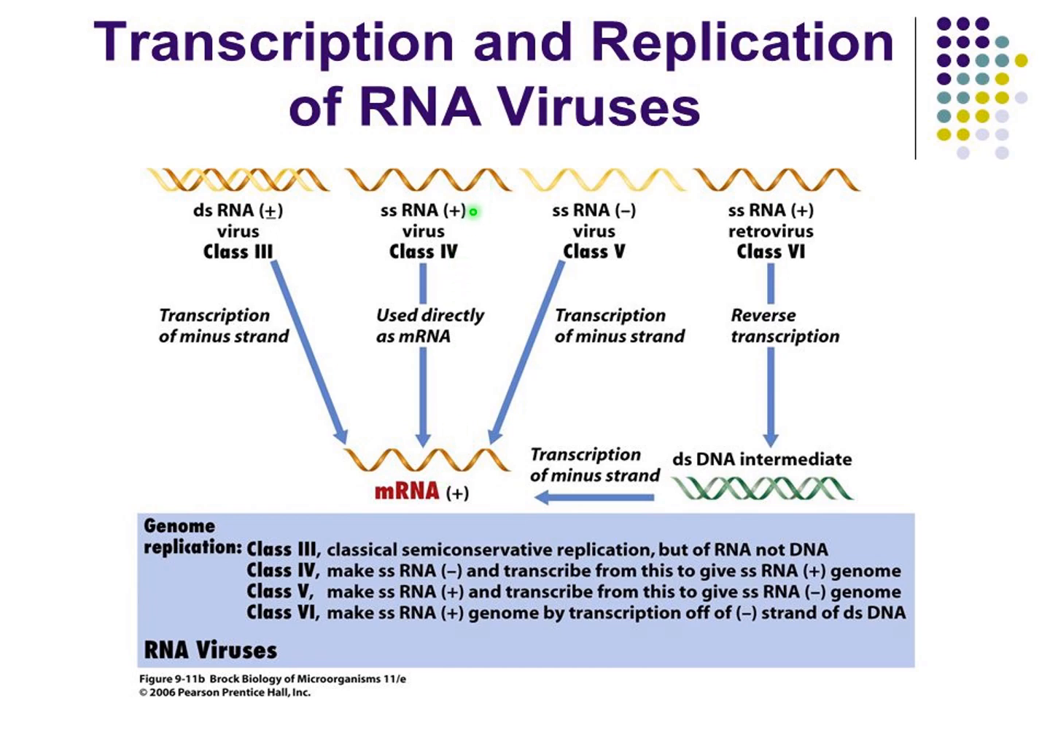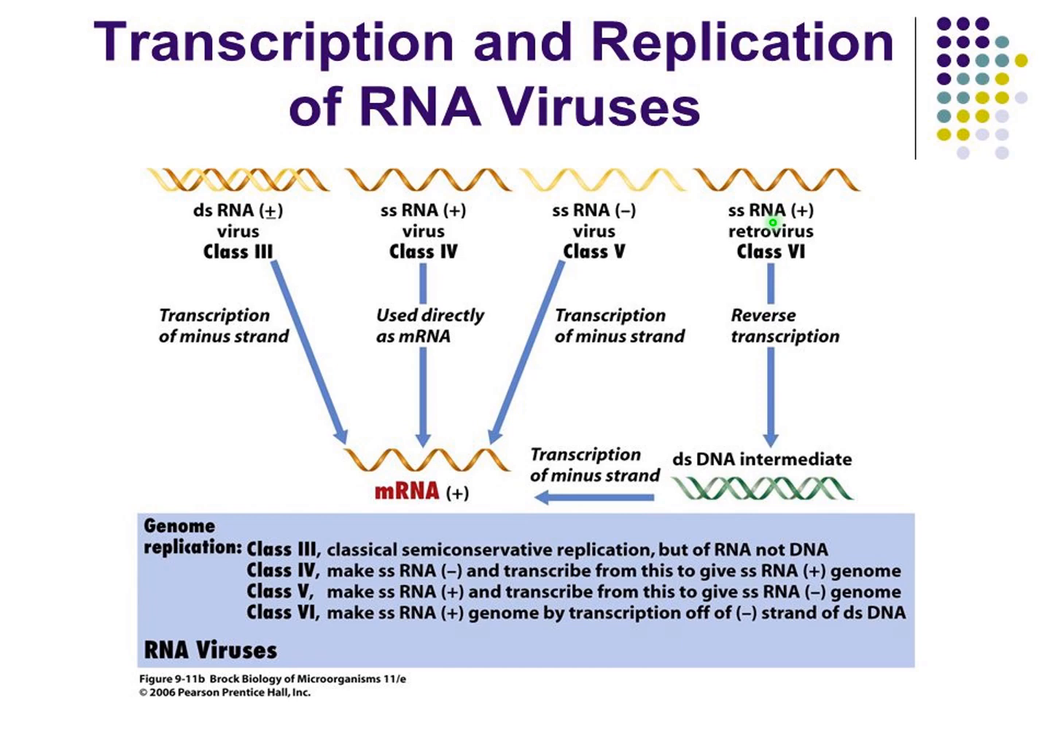If you were a positive stranded single RNA carrying virus, which is a class 4, this is already in the correct form, and it simply is used as the messenger RNA strand to translate into viral proteins. Single-stranded negative sense RNA carrying viruses, which are class 5, we simply will make a copy of the negative strand of RNA to a positive strand that then is used for translation.